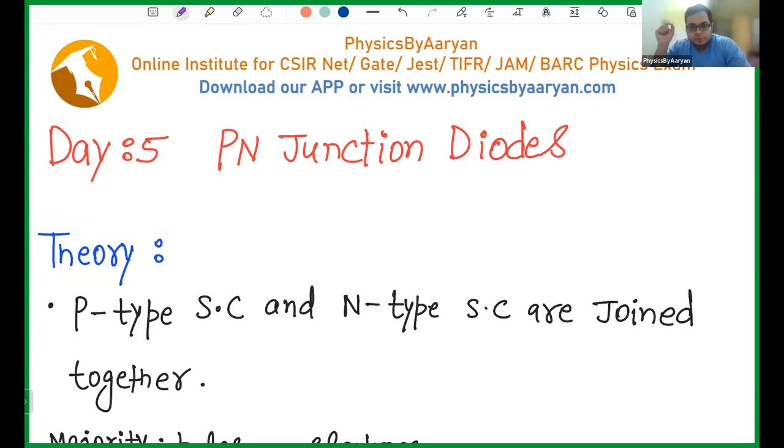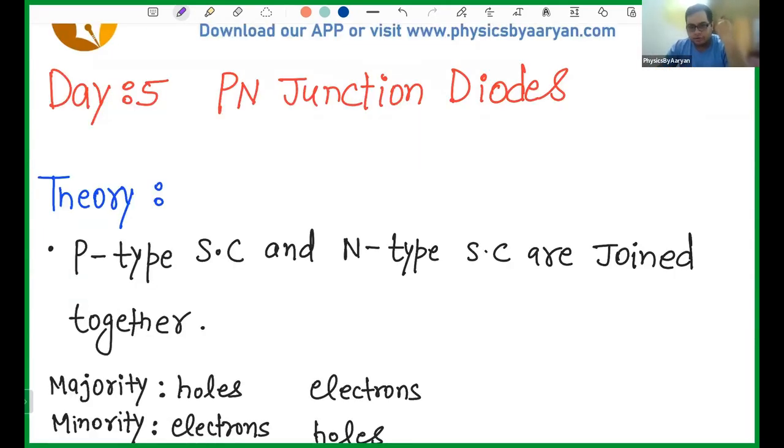Today's topic is the PN junction diode. What is P and what is N? We covered in the last lecture that there are two types of semiconductors: one is P-type and one is N-type. Now we can bring them together and combine them. When we do that, the device we get is known as a PN junction.